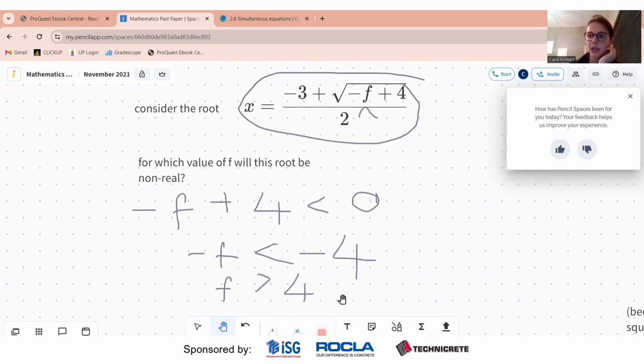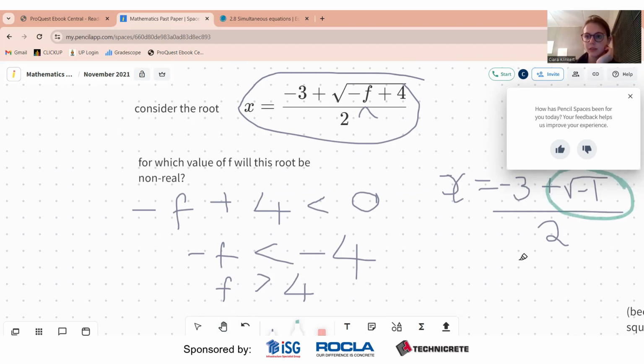For example, if f is equal to 5, which is greater than 4, I will have -5 plus 4 under the square root. So it will read x is equal to -3 plus the square root of -1 over 2. And this square root of -1 is going to give me a non-real answer. So I see that I've done the right thing.